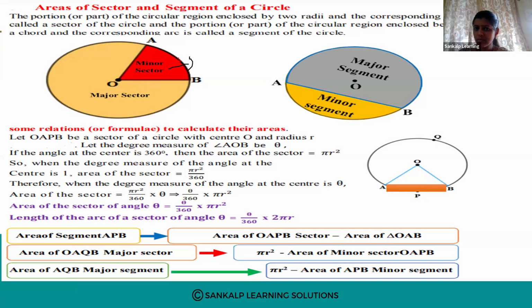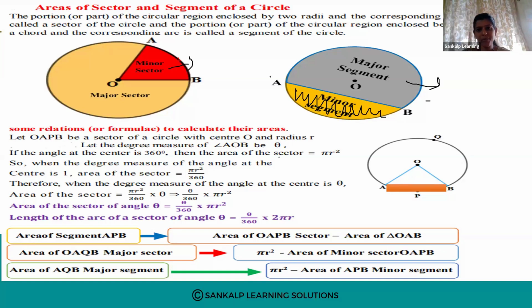Segment means what? The area enclosed between chord and this arc. So this is arc, A to B, and this line A B we call a chord. So this area we call a segment. If it is a small part, then it is a minor segment. If it is a large part, then it is a major segment, right?